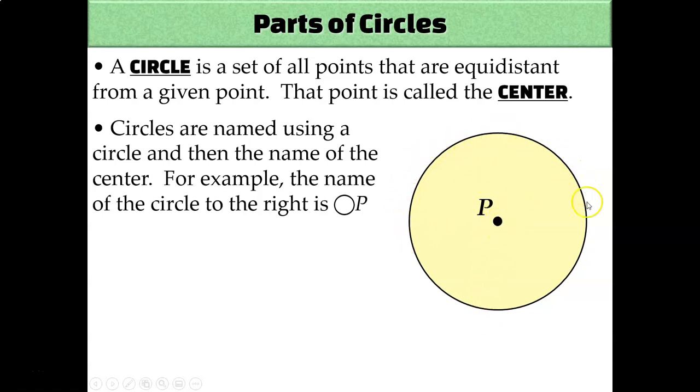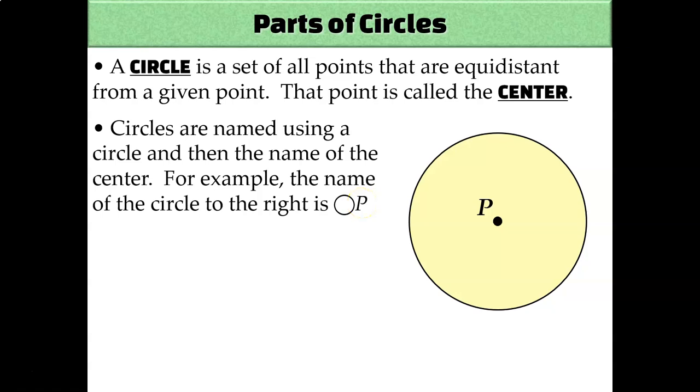Technically speaking, the circle is just this black ring. The yellow part in the center isn't technically the circle, it's the area of the circle, but the circle is just the set of points that are the same distance away from the center, so the black circle is really the only thing that counts as the circle. Circles are named using a circle symbol, and then the name of the center. So this circle would be called Circle P.